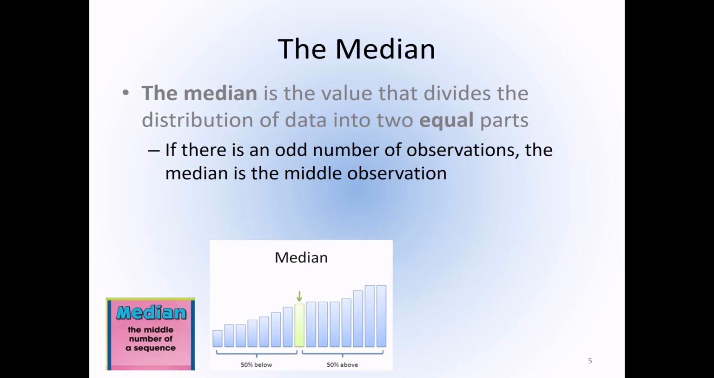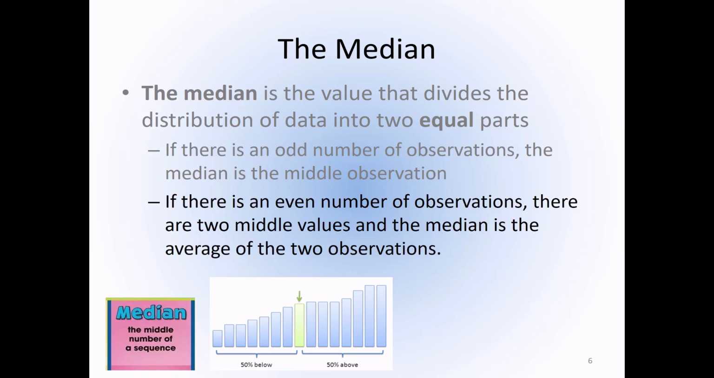Now, if we have an odd number of observations in our data set, then the median is simply the middle observation. If there's an even number of observations, it gets a little bit more complicated because we'll have two middle values, but the median will be the average of these two observations.